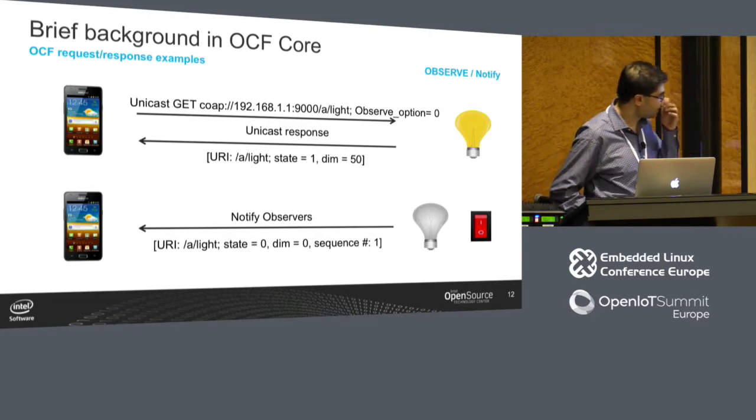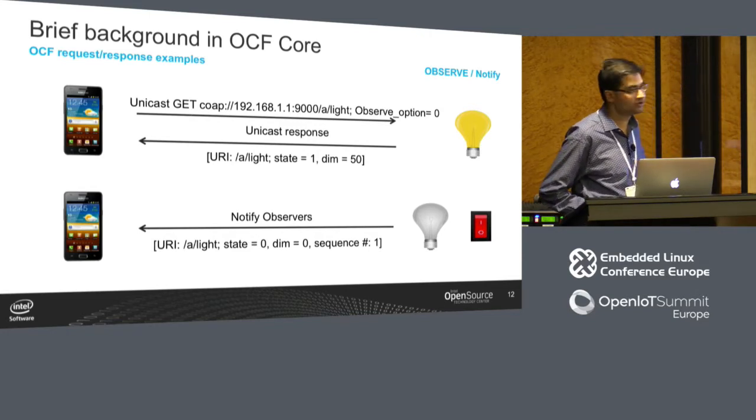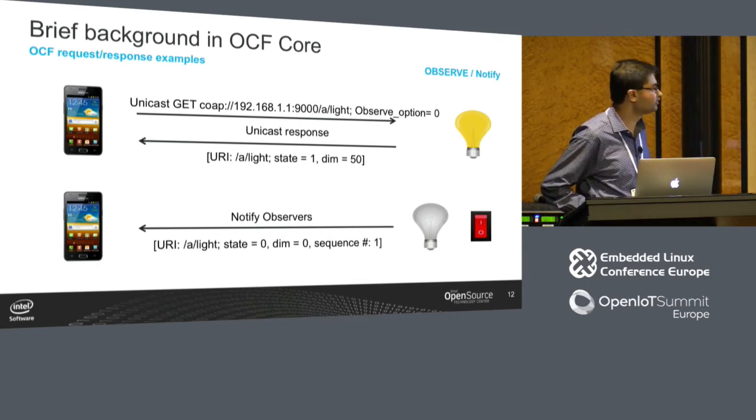In this example, the light bulb happens to be connected to a physical switch, which someone has just turned off. So this has obviously led to a change in the representation on the server side. And so the server sends a notification back to the client, which had previously subscribed for notifications of such. And it includes its current representation, state equal to 0 and dim equal to 0.